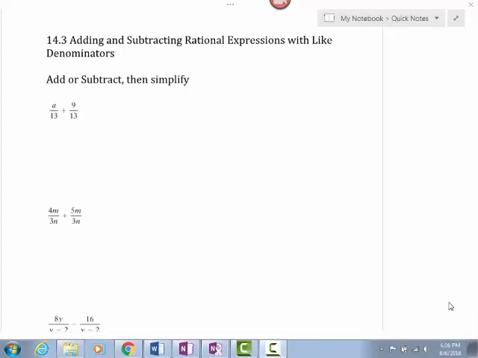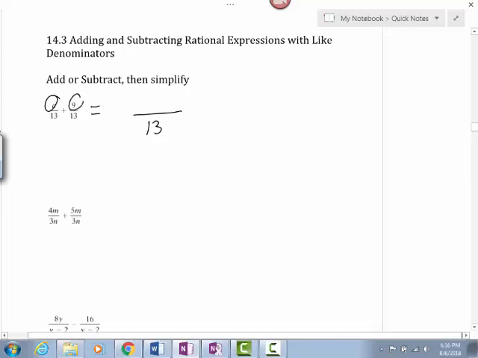Section 14.3 is adding and subtracting rational expressions with like denominators. So every one of these problems in 14.3, the denominators will be the same, okay? And these problems are a little bit easier because all we really need to do is add or subtract the numbers on top, and the bottom number stays the same. For my first problem here, my bottom number is 13, so that's going to stay at 13. Now, I'm going to try to combine my terms at the top by adding them.